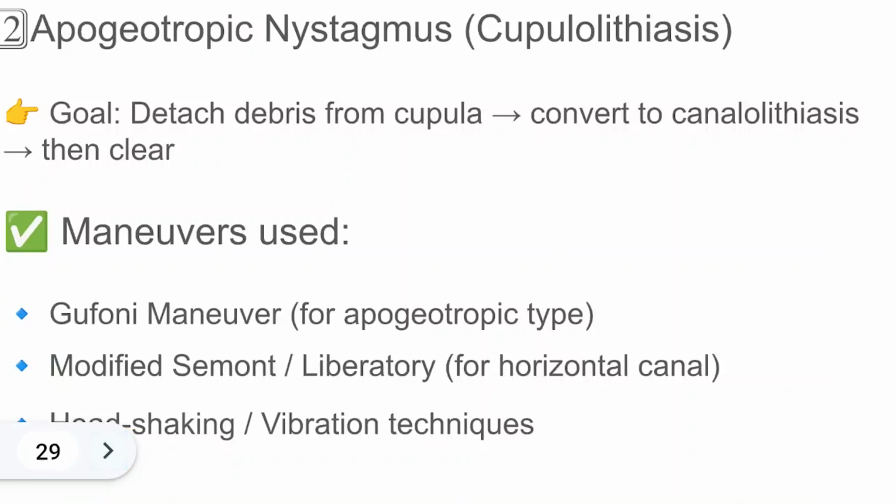What are the manners used for reduction of apogeotropic kind of nystagmus? These three are the manners used for reduction of cupulolithiasis. One is Gufoni's manner, second is the modified Semont manner, and third one is head shaking. Here our primary target is to detach the debris from the cupula and convert it into canalolithiasis. After that, the reduction manners used for canalolithiasis, like Lempert's manner, have to be implemented.